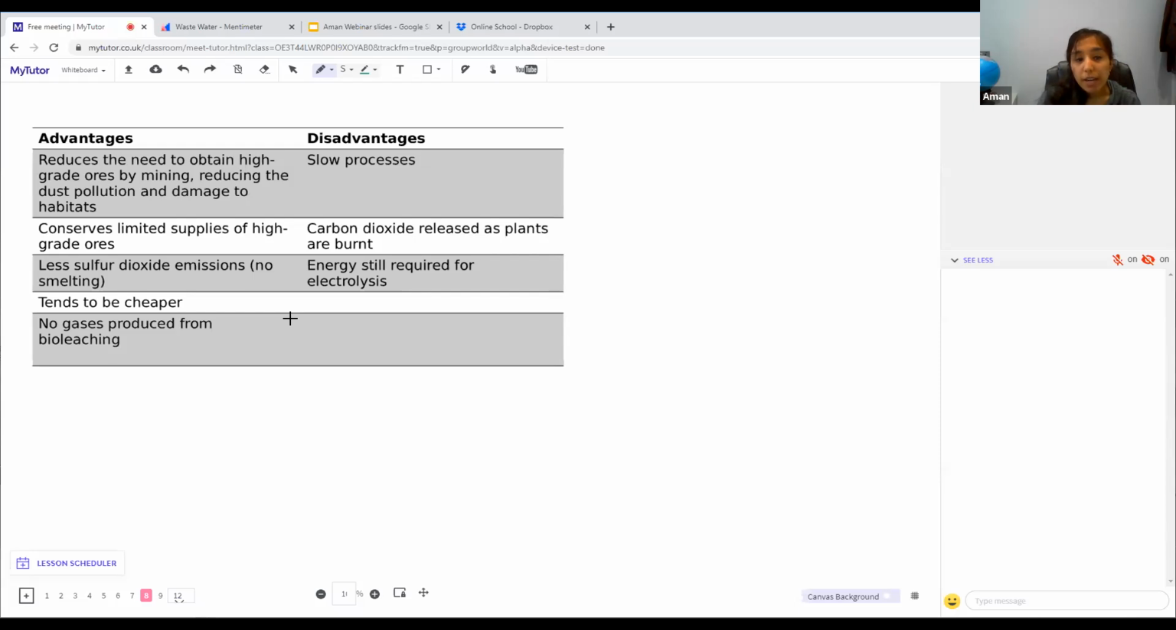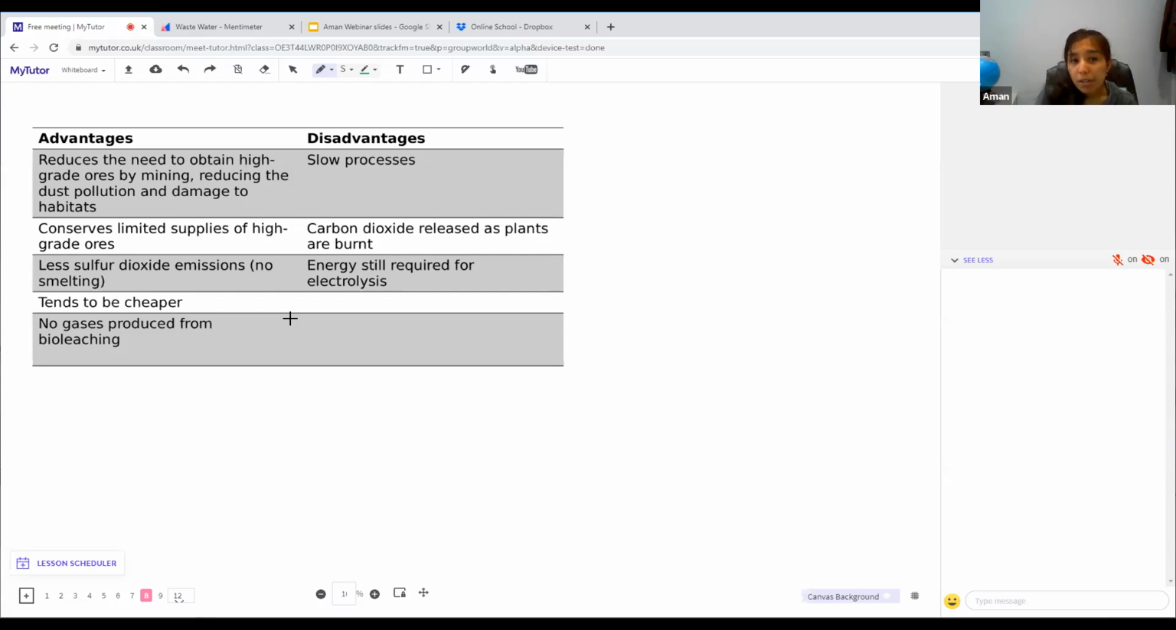The disadvantages then, they're both quite slow processes. So if you think about plants, we have to wait for the plants to grow, we then have to burn them and then extract them from the ash. So it's a really long process. Same with the bacteria, we have to wait for it to break down those low-grade ores. So it's a very, very slow process.